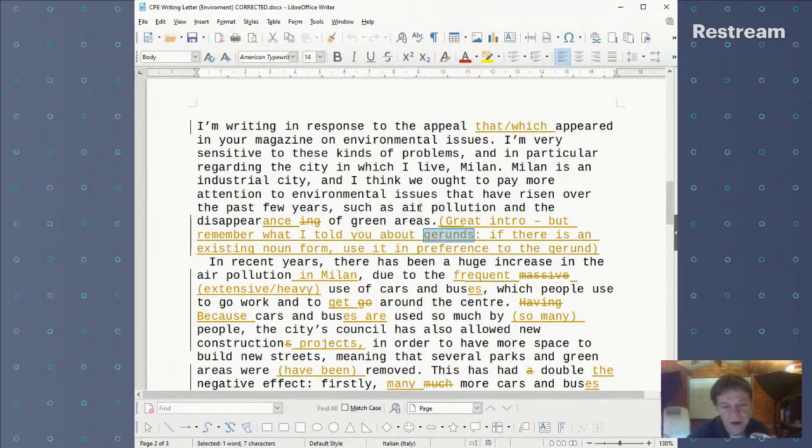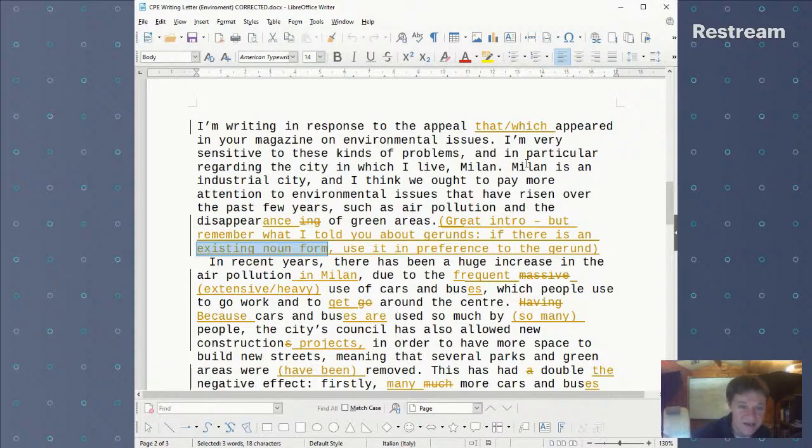If you're using a verb as a noun, however, if there is already an existing noun form, and with the verb disappear, we have disappearance. Yeah, that's already an existing noun form. So if a noun form exists, never use the gerund in preference to the noun form. Always use the noun form. Never use the gerund.